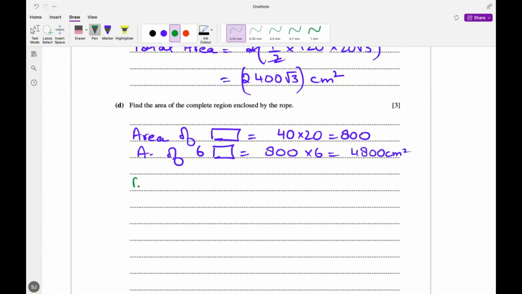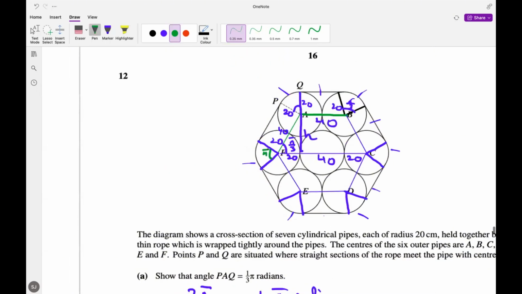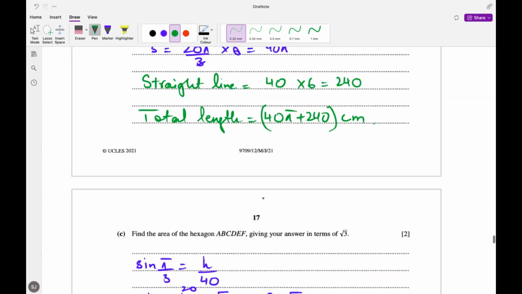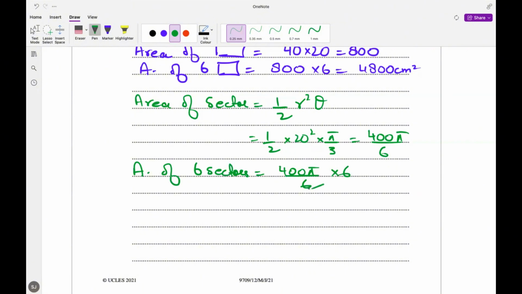Now finally finding the area of each sector. The area of a sector is given by the formula half r squared theta. So we know that theta in each case is pi by 3 and the radius is 20. So the area will be 1 upon 2 into 20 squared into pi by 3. Simplifying this will become 400 pi upon 6. And as there are 6 sectors, the area of 6 sectors will be equal to 400 pi upon 6 multiplied by 6. Cancelling this, the total area of the 6 sectors will be 400 pi.